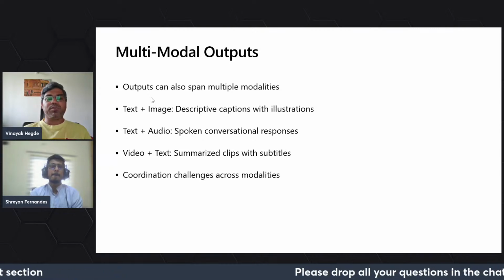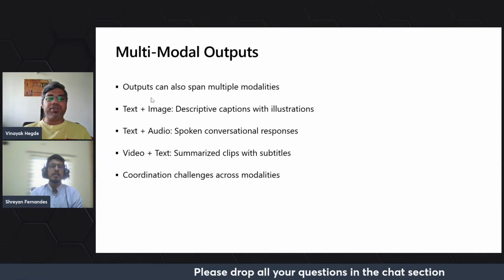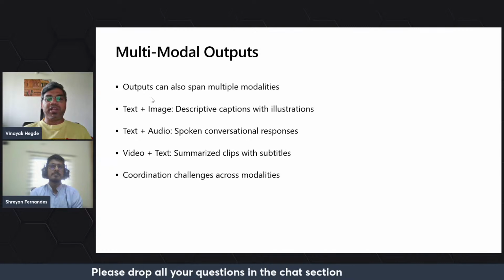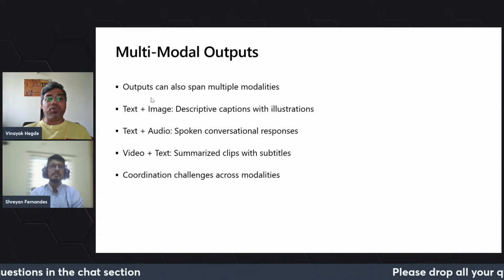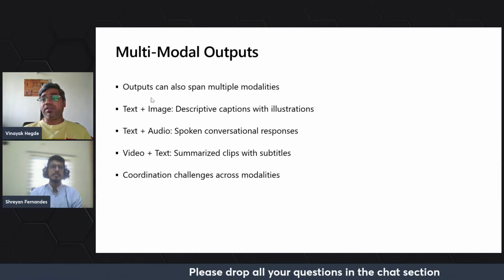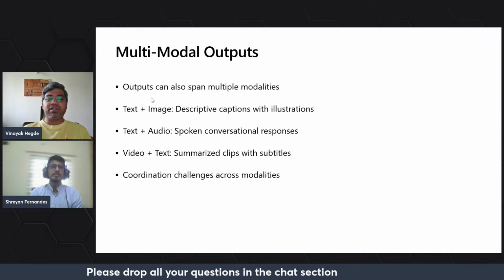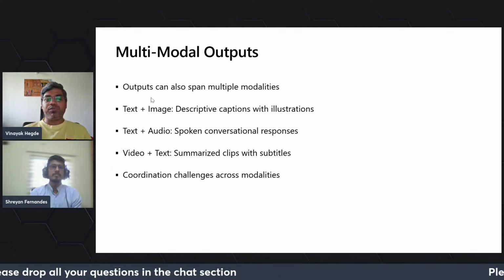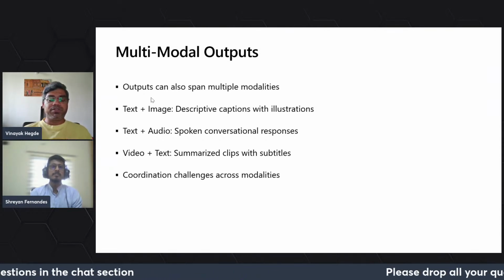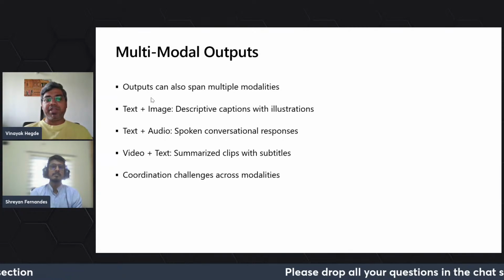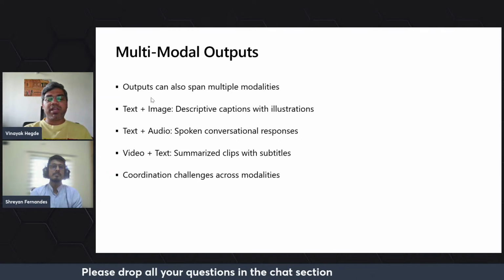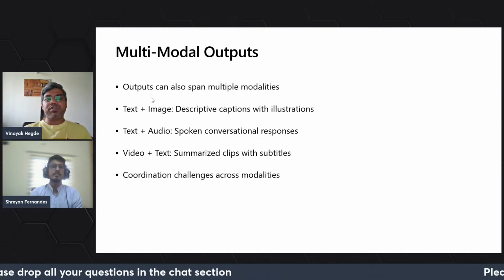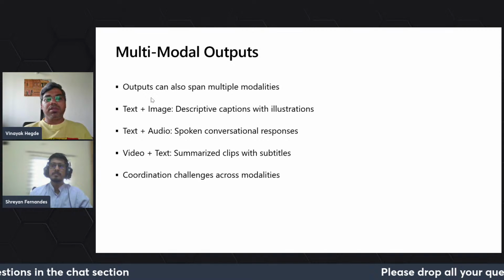This is also a good example of multimodality, where the input is video, real-time video or audio, and you are able to pick out specific modalities, either video or text. You can also summarize clips. If you have an entire movie, there are specialized models where you can give the entire movie, and it will generate a nice trailer with voiceover and maybe captions as well. So there are coordination challenges across modalities, but these are a couple of examples where multimodal outputs can be done.